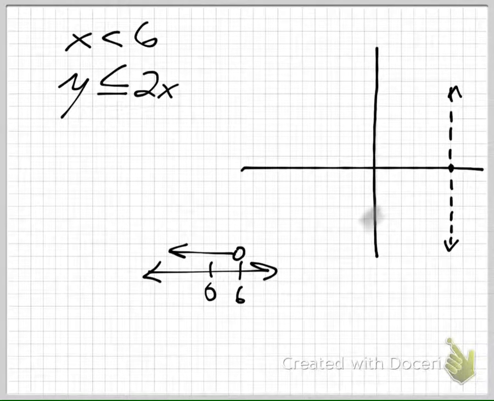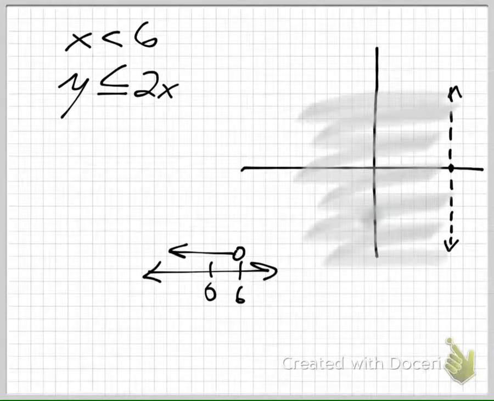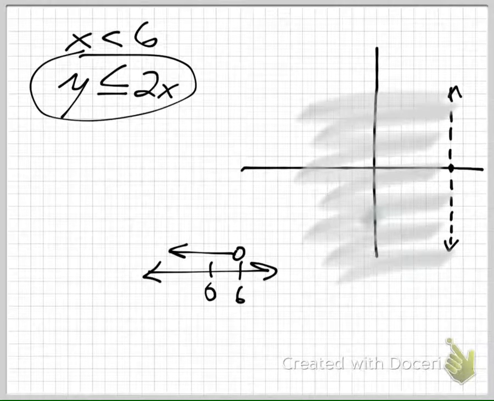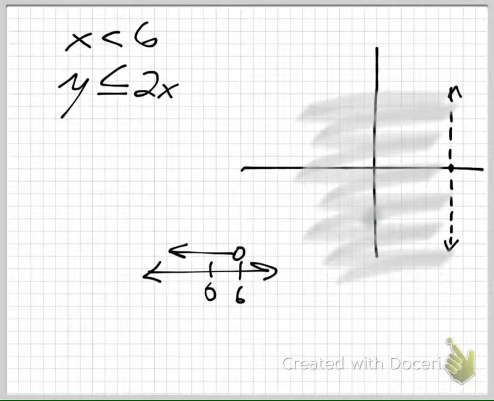Okay, so then I need to graph this, or I need to shade it. It would be all of this stuff. Agreed? That is left of 6. That is smaller than 6. Okay, now I'm going to graph that. Can I graph that the way it sits? Yes, it's written in slope-intercept form.